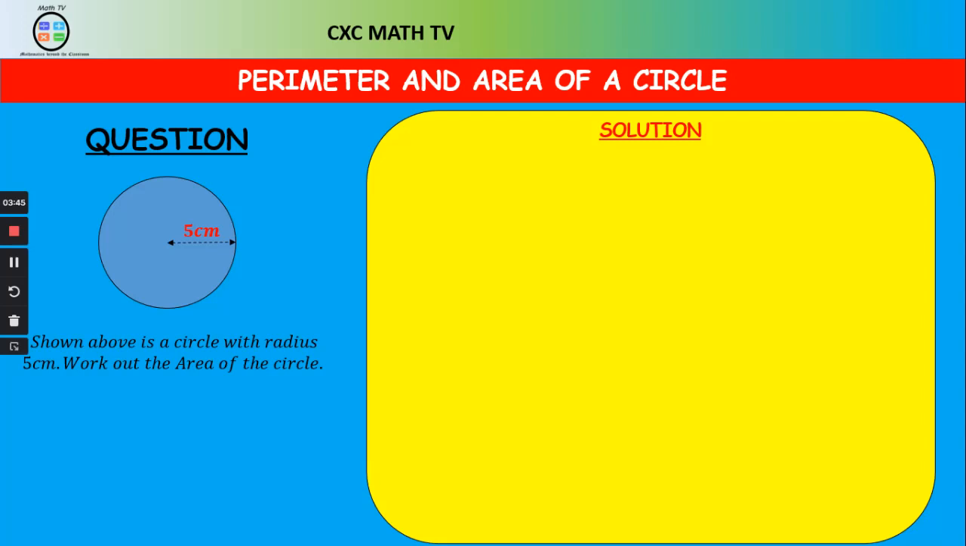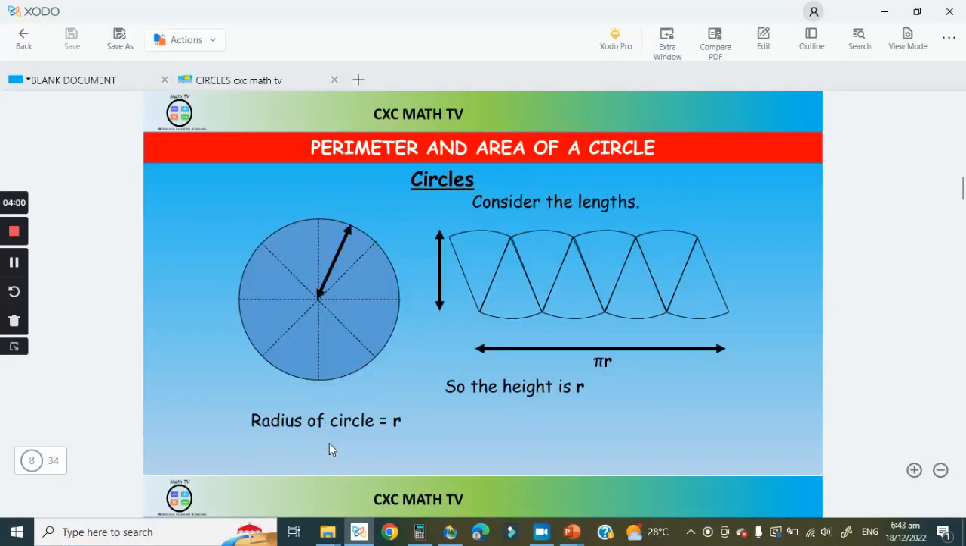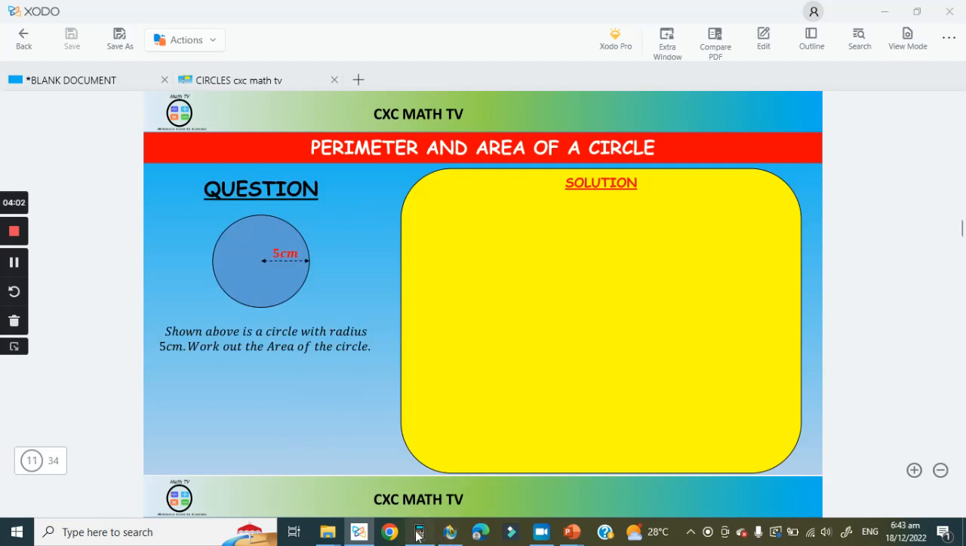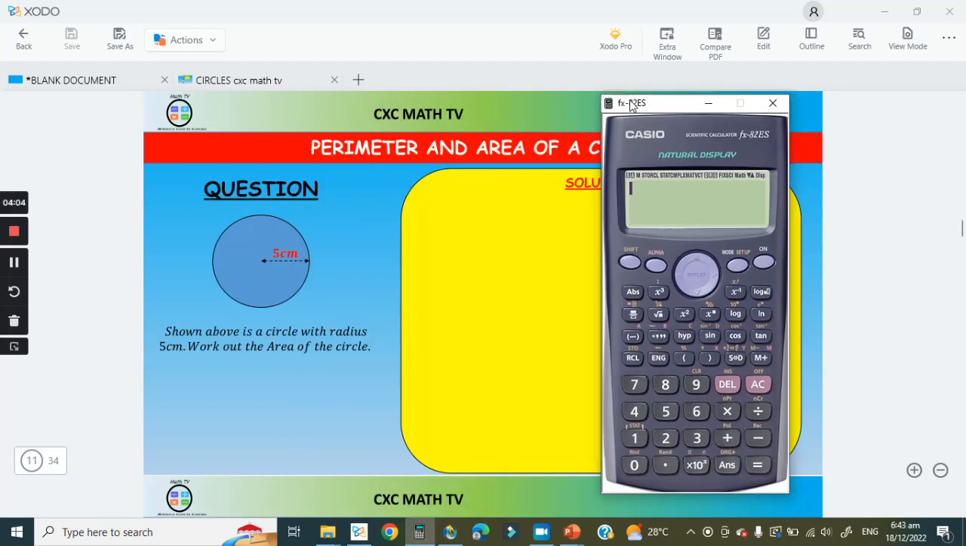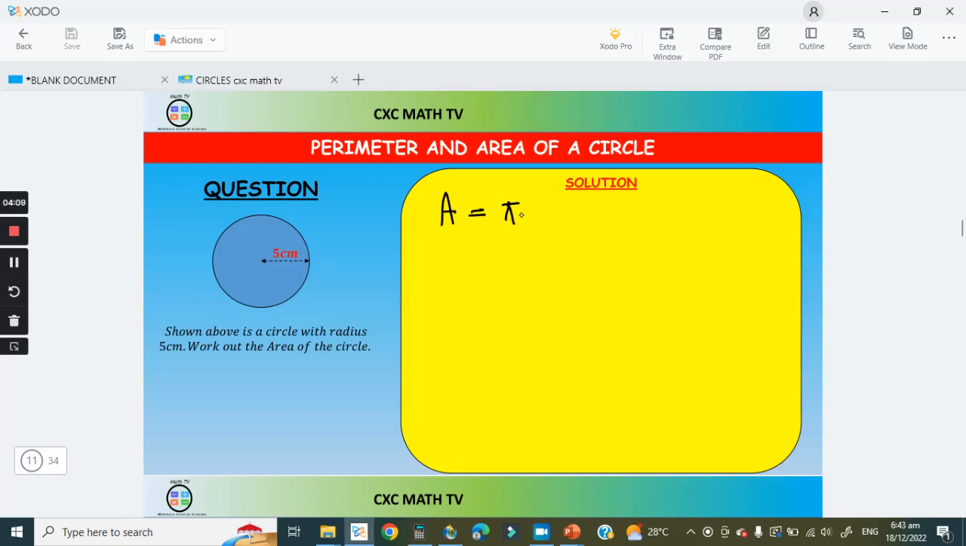First one, shown above is a circle with radius 5 centimeter. Work out the area. So pause the video and attempt this question. Alright, so as you pause the video and work out this question, first thing is it just wanted the area. So area of a circle, pi r squared. And the radius is 5, so it's pi times 5 squared, which is 25 pi centimeters squared.